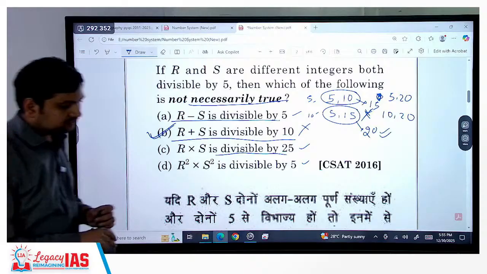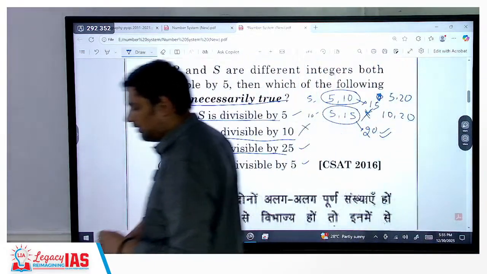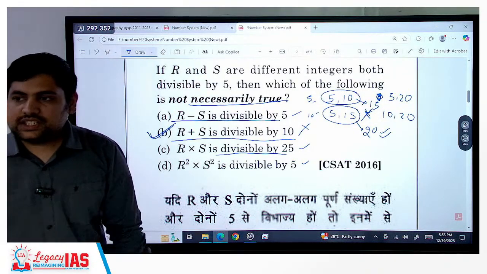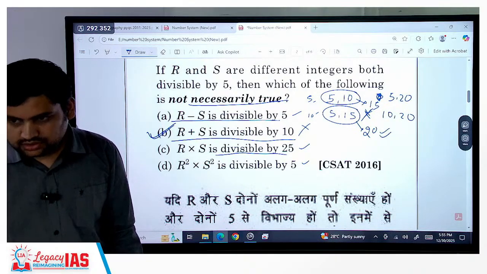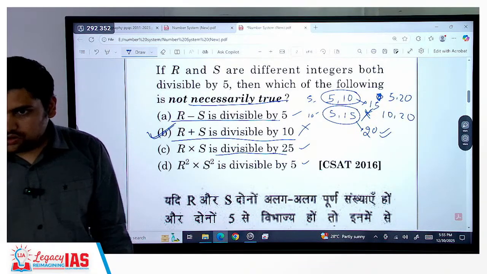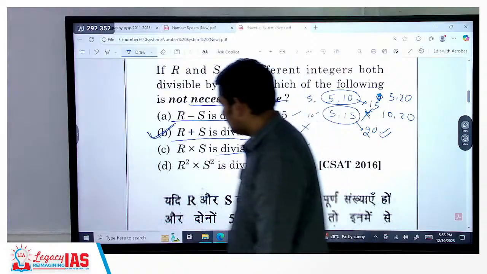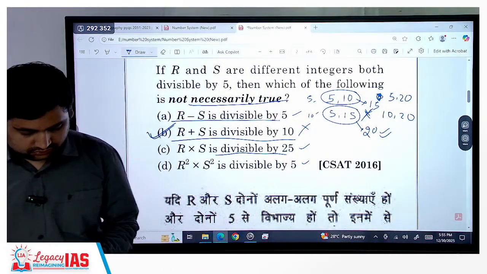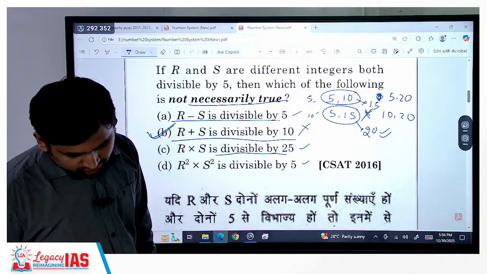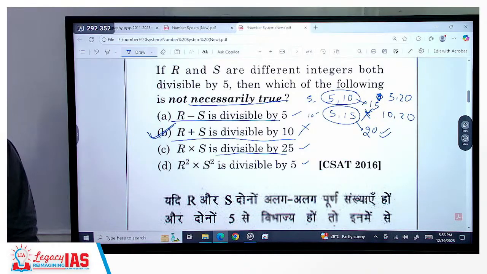Write down a note. Whenever we take test cases, it must cover all possibilities.